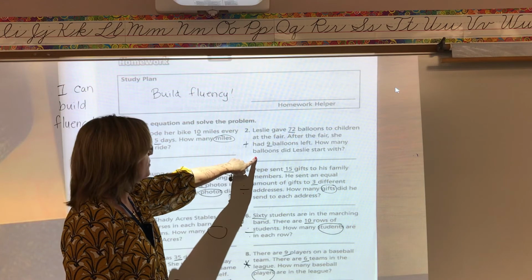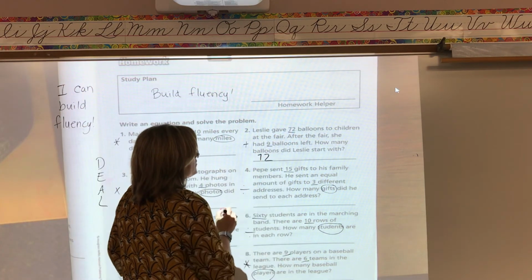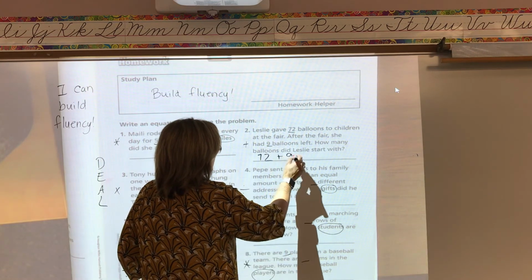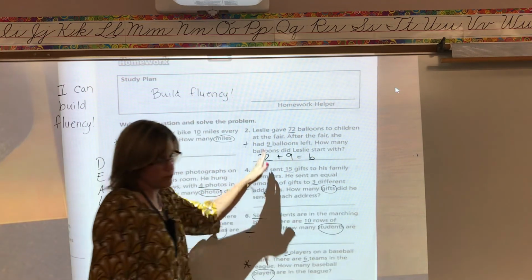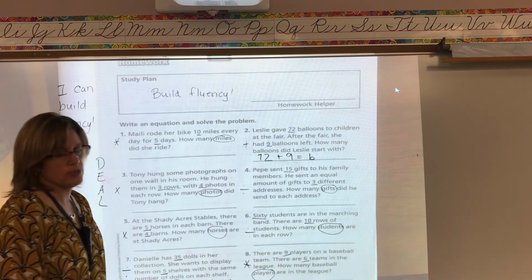In fact, I'm going to help you out with this. It says Leslie gave 72 balloons at the fair. After the fair, she had 9 balloons left. How many did she start with? I don't know why they threw that in there. I don't know if it was a mistake, but that's what your equation is going to look like.